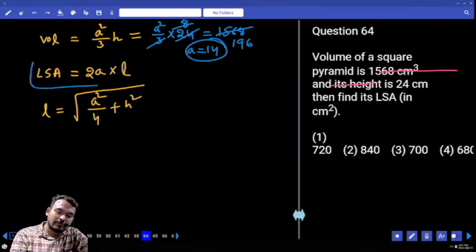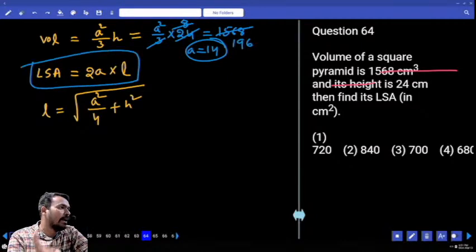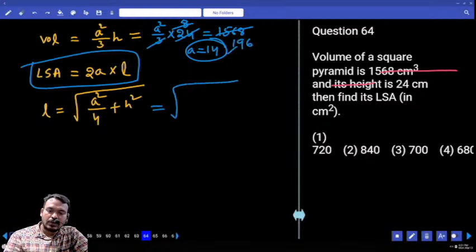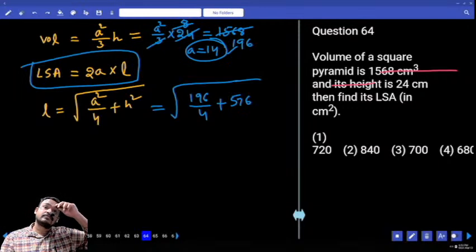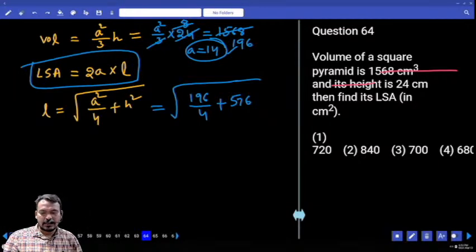But we require lateral surface area, so we know the side value and the slant height is also required. Substitute the side value and height value in the slant height formula to get the L value. That is equal to square root of A squared by 4 plus h squared. A is 14, and 14 square is 196, by 4 plus h square. The h value is 24, and 24 square is 576. 196 by 4 means 49. 49 plus 576 is 625. Square root of 625 is 25.